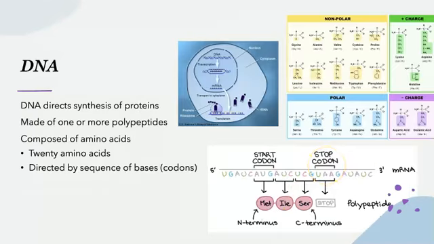The reason DNA is so important in our cells is to direct synthesis of our proteins. We are going to see that they're made of one or more polypeptides, and the building blocks of protein would be our amino acids. If you remember, these are the 20 amino acids that we can utilize to build a protein or a polypeptide and then pull it together as a larger protein. And it's directed by a sequence of bases.